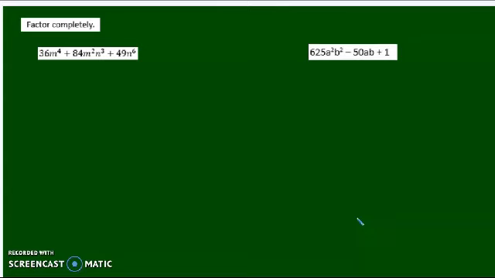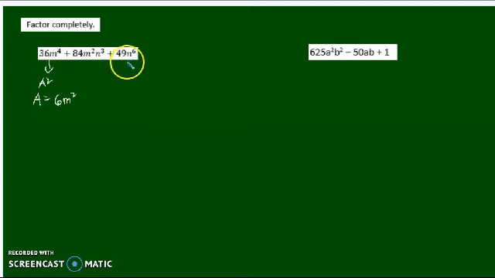So in this case, the first term is 36m to the fourth, which is a perfect square. So therefore, this is the value of a squared. It follows that the value of a is 6m squared, which is the square root of 36m to the fourth. Recall, to get the square root of a literal coefficient, like in here, just divide the exponent by 2.